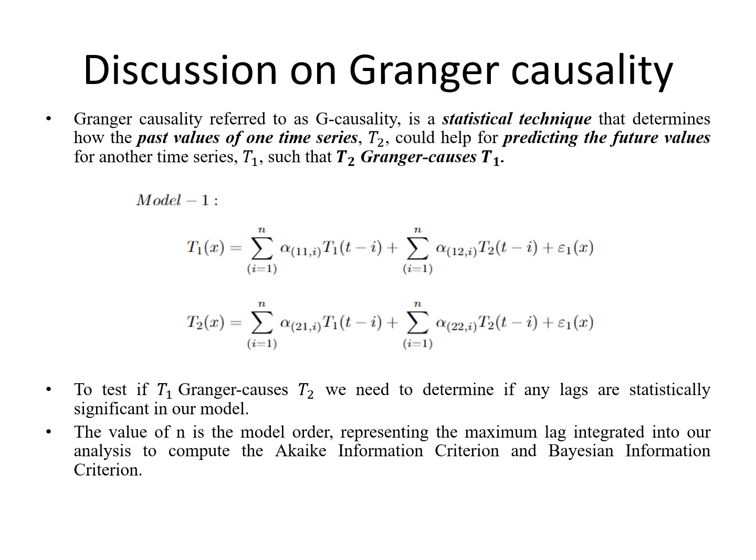Here we have used Granger causality, referred to as G causality, for identification of critical nodes in the electrical distribution system, which is a statistical technique that determines how the past values of one time series T2 could help in predicting the future values of another time series T1, such that T2 Granger causes T1. The model 1 equation is given here. To test if T1 Granger causes T2, we need to determine if any lags are statistically significant in our model. The value of n here is the model order, representing the maximum lag integrated into our analysis, computed using the Akaike information criteria and Bayesian information criteria.